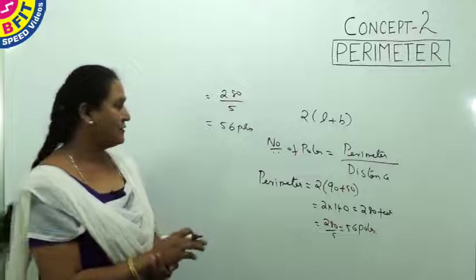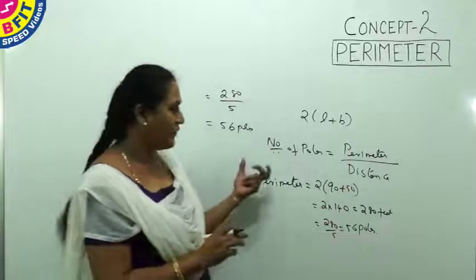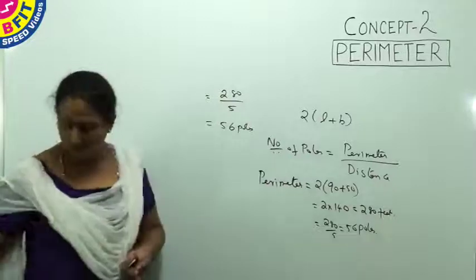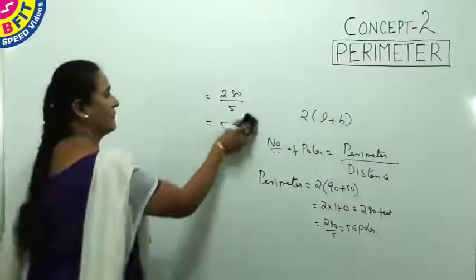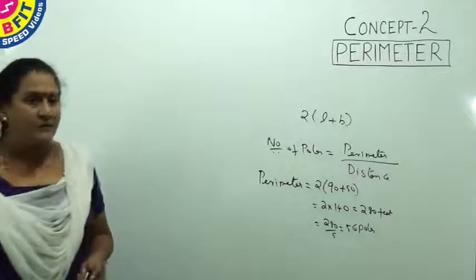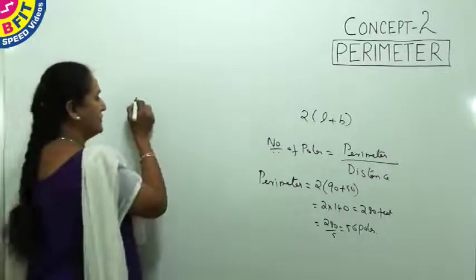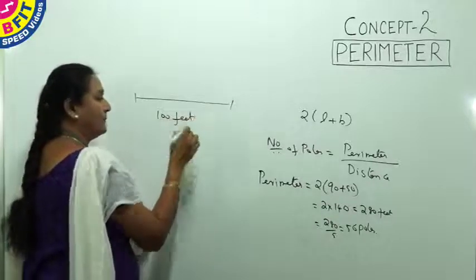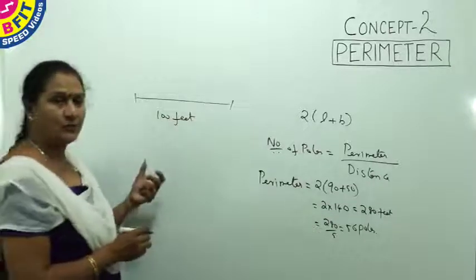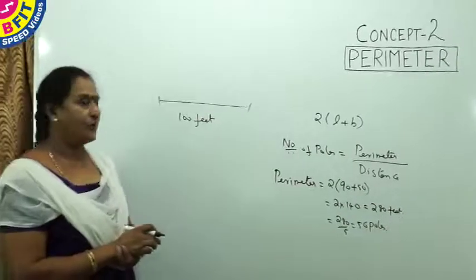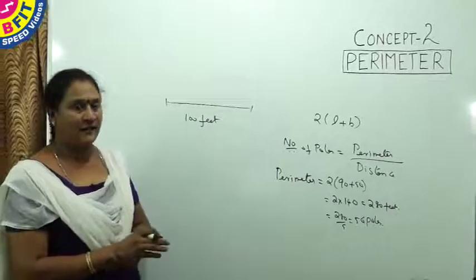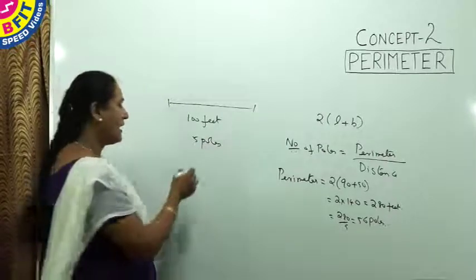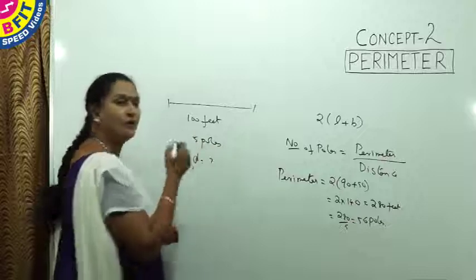And now suppose the question is, so here we have found the number of poles required for a rectangular field. Say to find the distance between the poles. Say you have a 100 feet road and you are going to erect 5 poles for an electric display. Say for a meeting, we need to erect 5 poles. And what should be the distance between the poles?